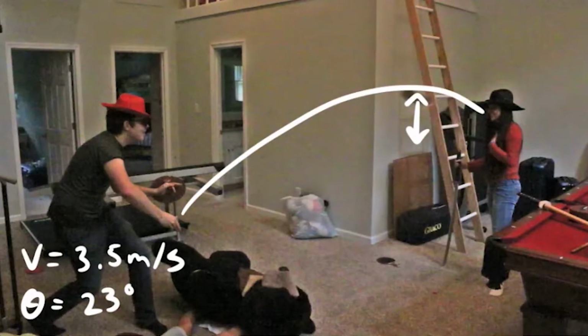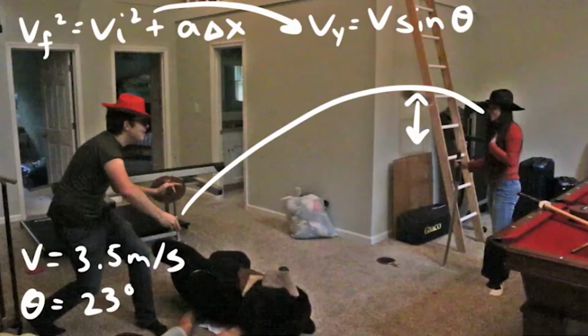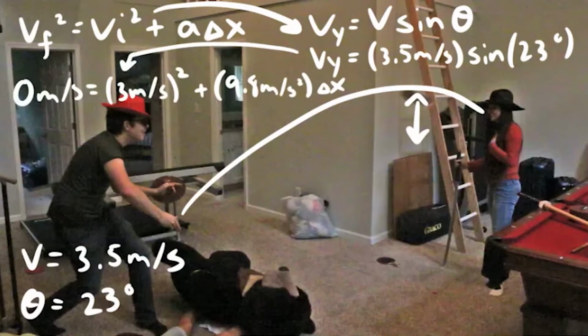We will use the equation Vf squared equals Vi squared plus a delta x, once more focusing on the vertical component. Vi in the vertical direction can be calculated by multiplying the total velocity, 3.5 meters per second, by sine theta of 23 degrees. Make sure your calculator is in degrees for this equation. Vertical velocity in this direction will be treated as the apex. Vertical velocity is 0 at the apex, so we know that final velocity is 0 meters per second. Acceleration is the acceleration from gravity, 9.8 meters per second squared. In solving the equation, we get delta x of 0.3 meters.